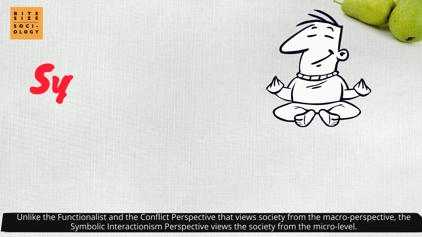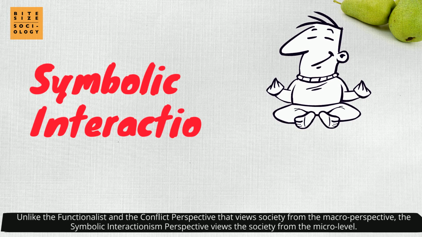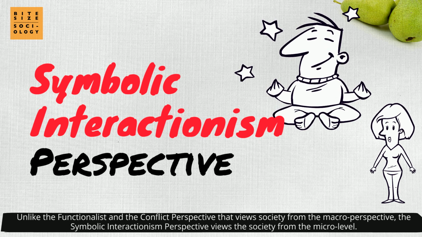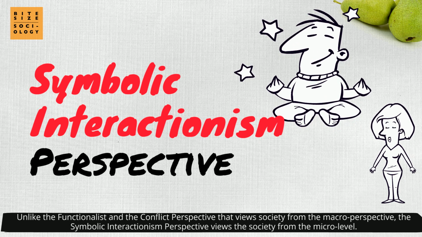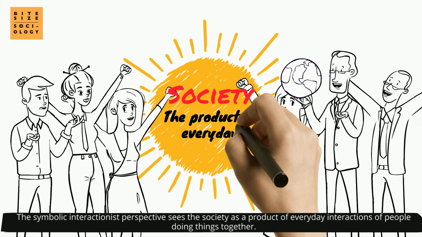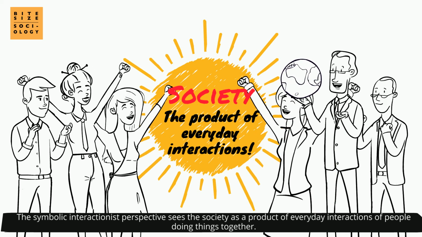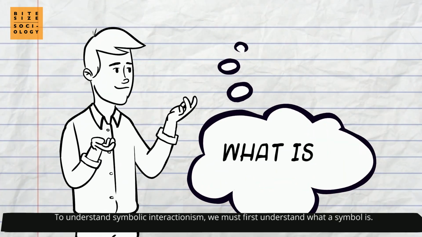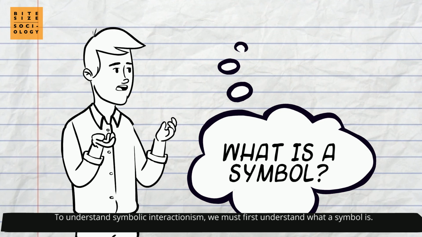Unlike the functionalist and the conflict perspective that views society from the macro perspective, the symbolic interactionism perspective views society from the micro level. The symbolic interactionist perspective sees society as a product of everyday interactions of people doing things together. To understand symbolic interactionism, we must first understand what a symbol is.